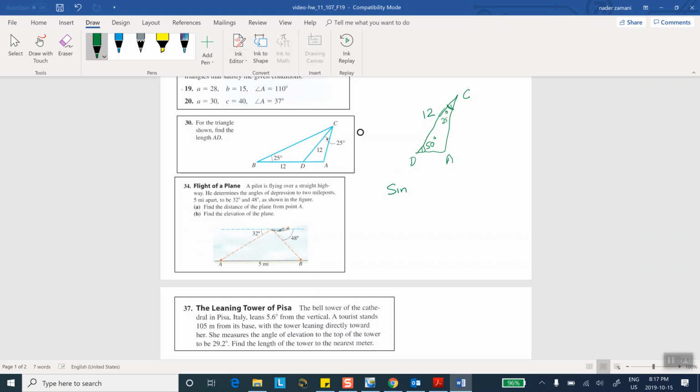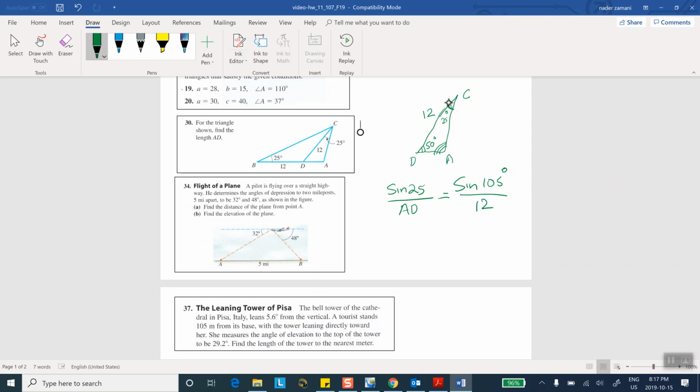The sine of 25 degrees, the sine of the angle C, divided by the edge that is facing that, namely AD, which is what we want incidentally, is equal to the sine of this angle here, which incidentally is 25 plus 50, which is 75. So this angle must be 105. Sine of 105 degrees over 12.